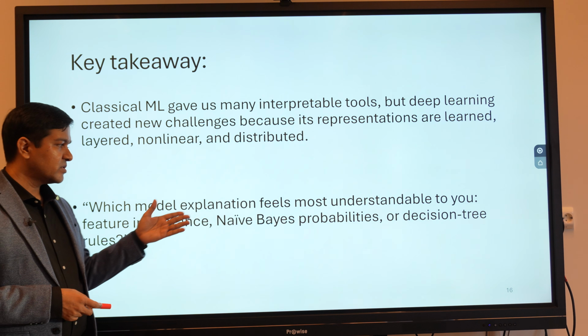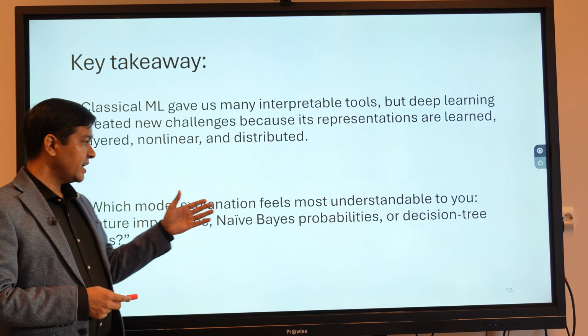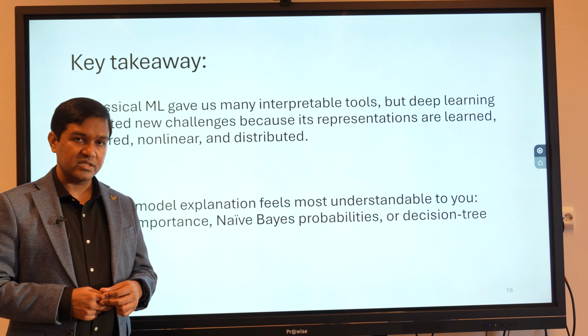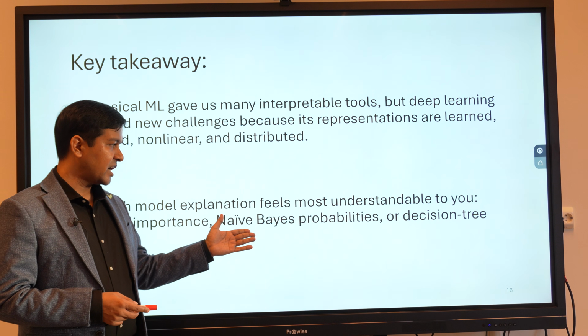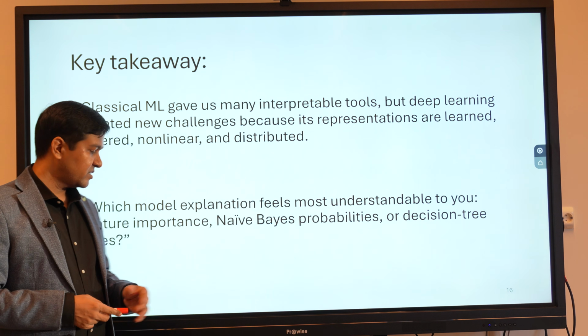So now the question comes: which model explanation felt more understandable to you? Was it feature importance, Naïve Bayes, or a decision tree?